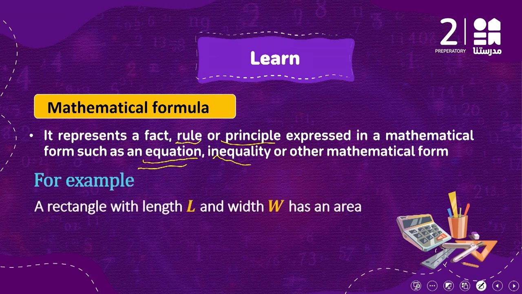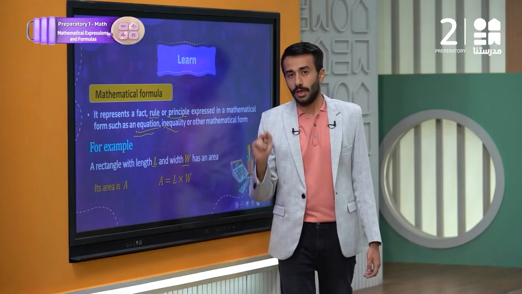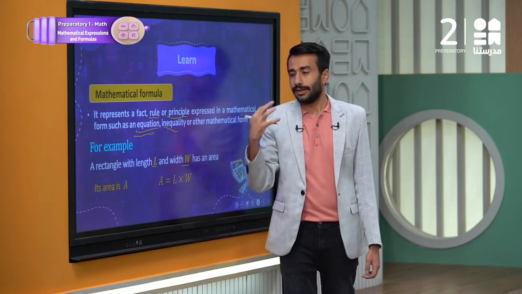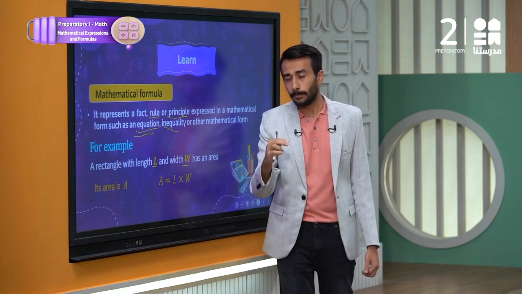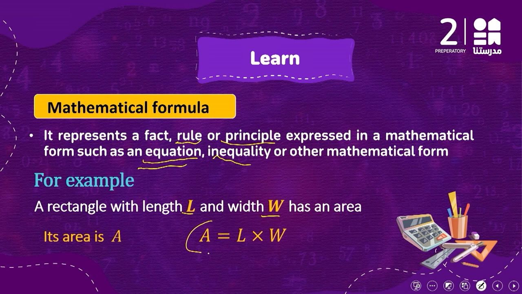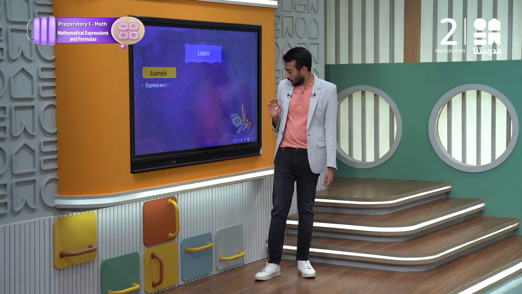Example, a rectangle with length L and width W has an area. To find this area, for sure you know this, the rule is A equals length times width. We can say that this is really an equation, no problem, it's an equation. But what type of equation exactly? It's a formula. When we need a certain rule, we call it a formula instead of an equation. So the better name for this form is formula. And a formula, as we said, is just a rule.